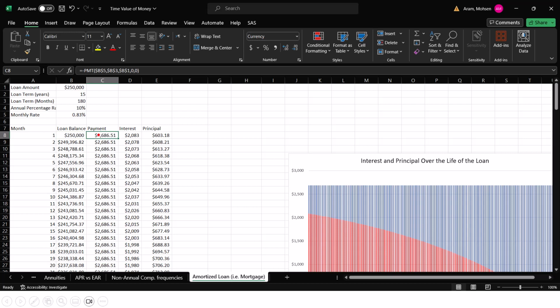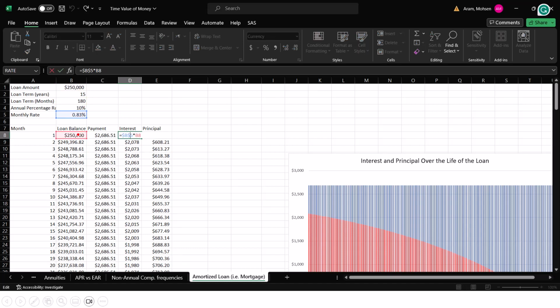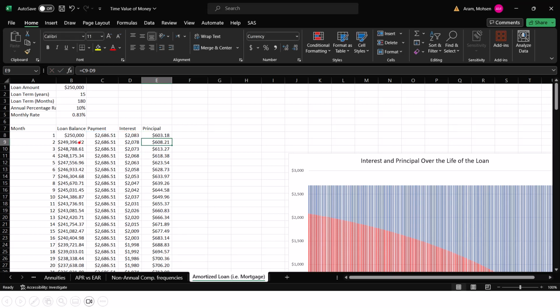The payment would be the rate, number of periods, and then present value. Interest would be your monthly rate times the beginning balance. Here is 250,000. It makes the principal the difference between the payment and interest. So the beginning balance on the loan in year 2 would be the $250,000 original amount minus the principal that you paid in the first month, right?